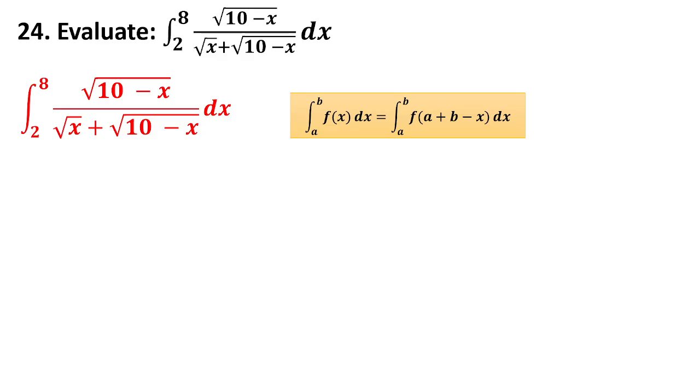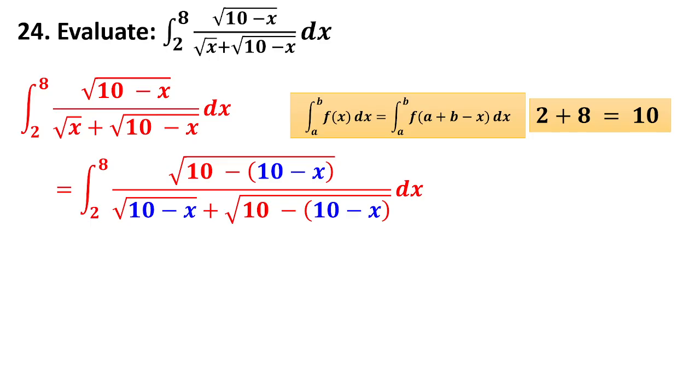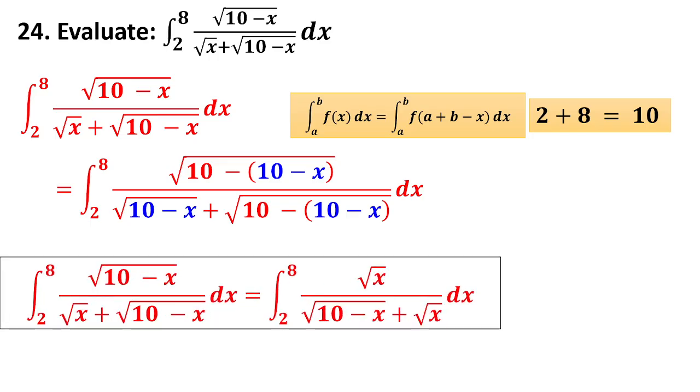Integral a to b f of x dx is integral a to b f of a plus b minus x. You have to replace x by upper limit plus lower limit minus x. In this case, it is 10. We replace wherever x comes by 10 minus x. What will happen to the numerator? Numerator will become root of 10 minus x. Denominator will become root of 10 minus x plus root x.